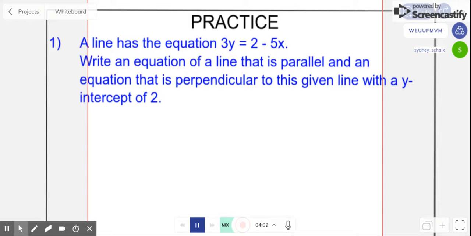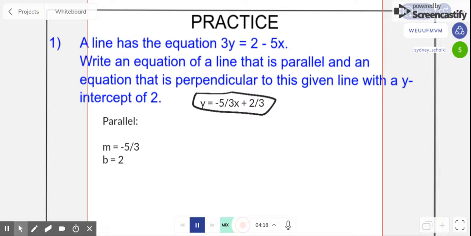All right, your turn. Go ahead and try this one on your own. Pause the video and come back and see how you did. So I already went ahead and rewrote that equation into slope-intercept form for you. We have y equals negative 5 over 3x plus 2 over 3, or 2/3. So our parallel line has the same slope of what we see in our original equation, the negative 5/3. Now our B, we don't want to look at the y-intercept of what we have in our original equation.